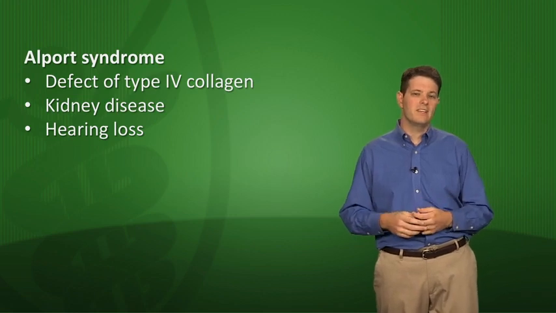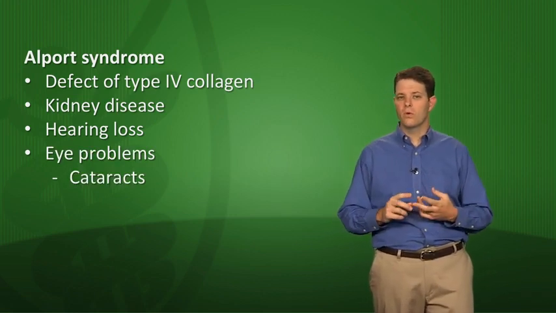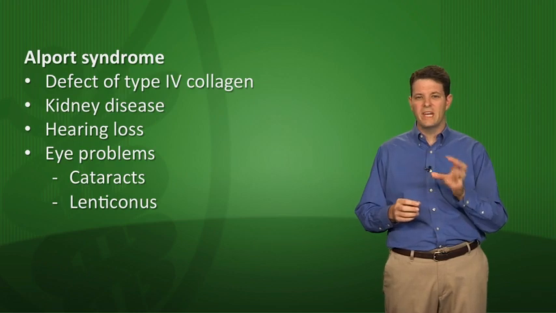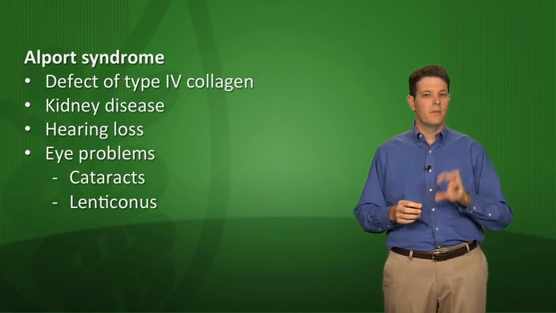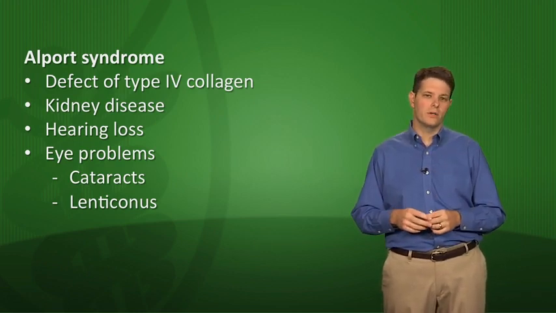Then also sometimes you might see eye problems, especially cataracts, or something called lenticonus, where you have this thinning of the capsule around the lens because the basement membrane of the lens also has type 4 collagen.